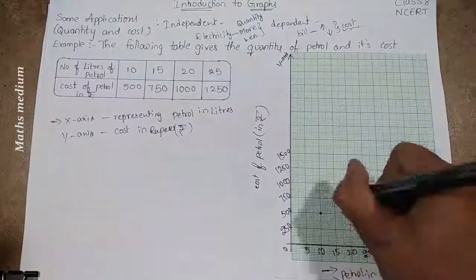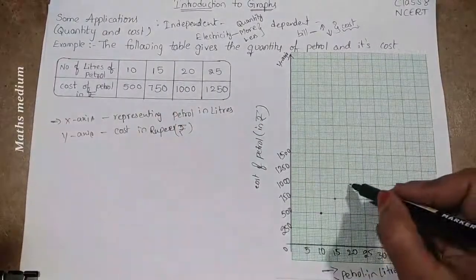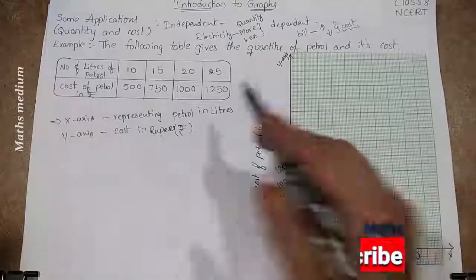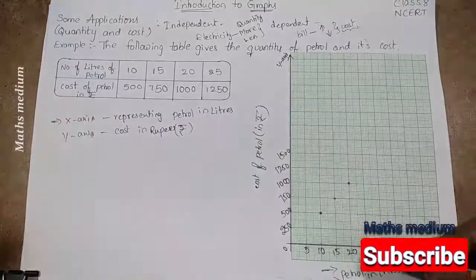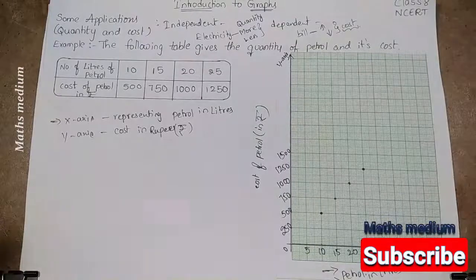So this is the 750. Next, 20 liters, 1000 rupees. Similarly, 25 liters, 1250.